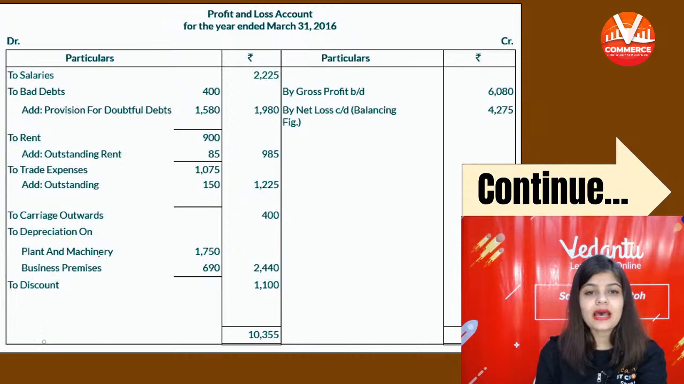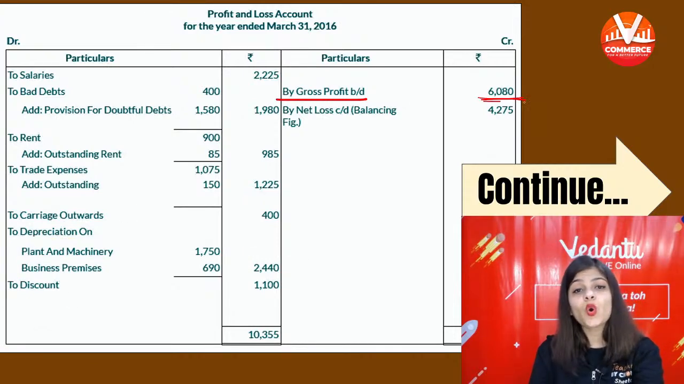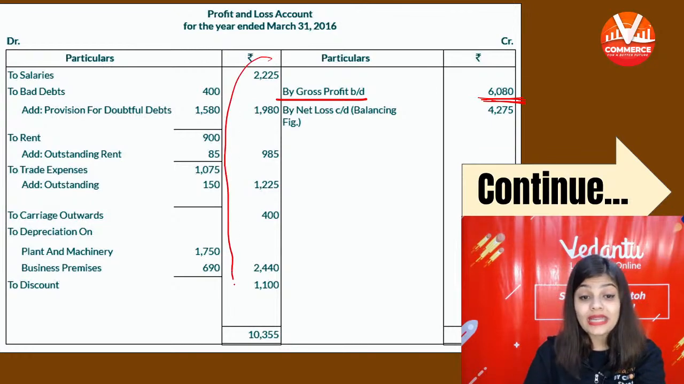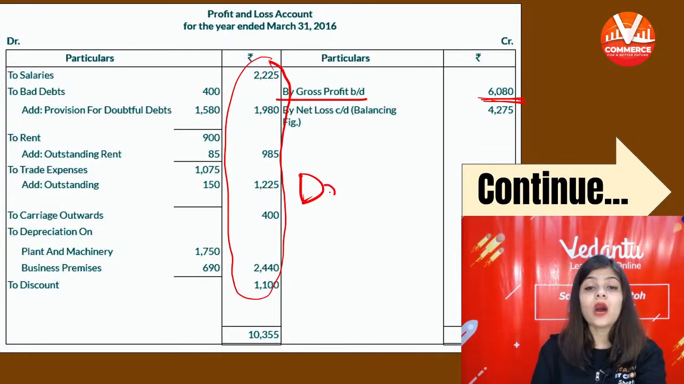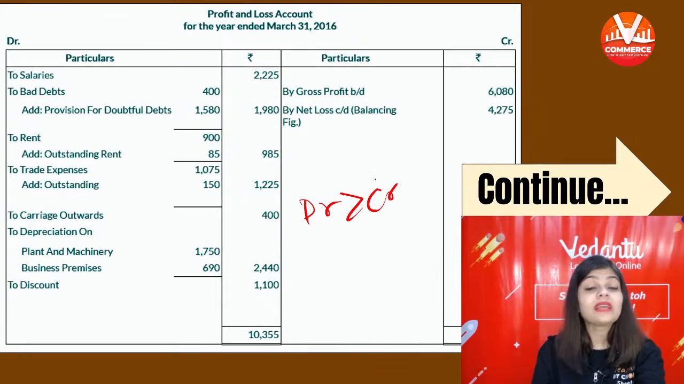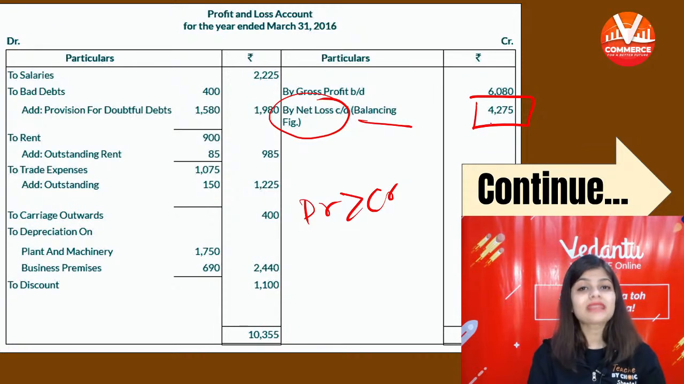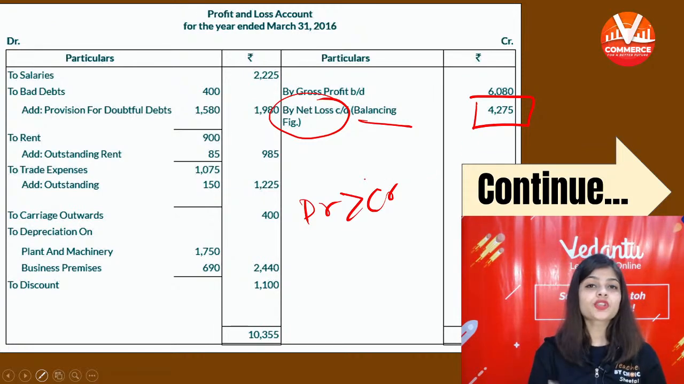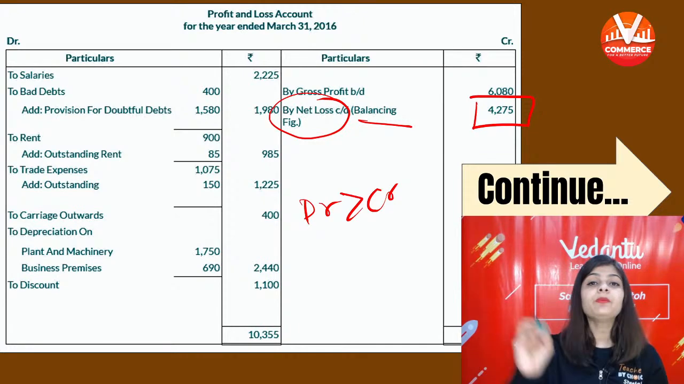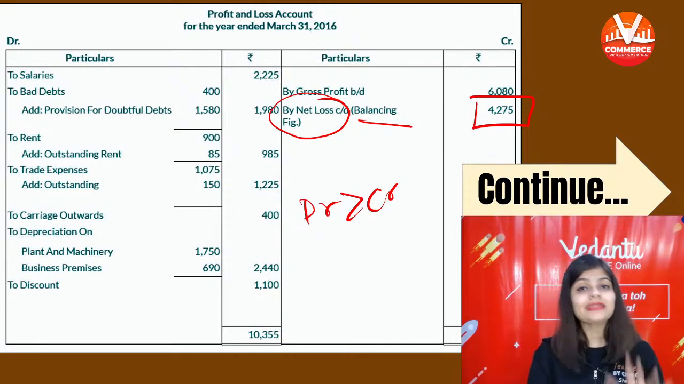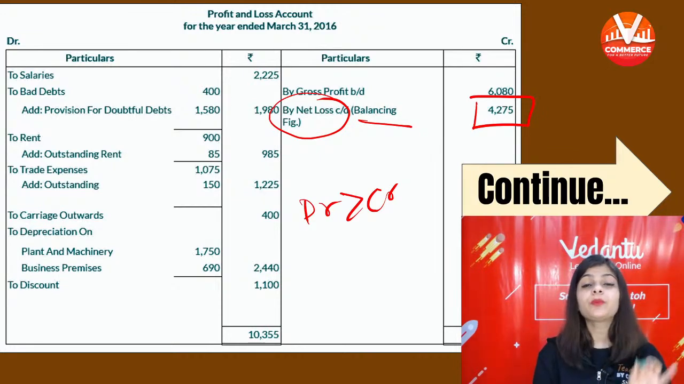So on the credit side, by gross profit 6080. Now your debit side of P&L account is more than the credit side. So the balancing figure is net loss of 4275. So in this question, there is no net profit and therefore no commission will be provided to the manager.